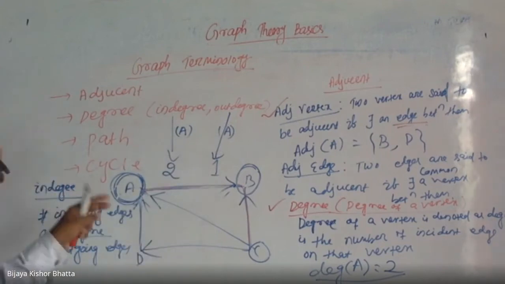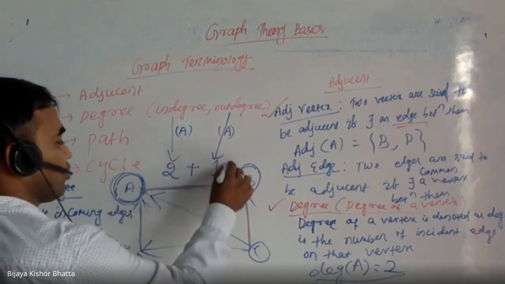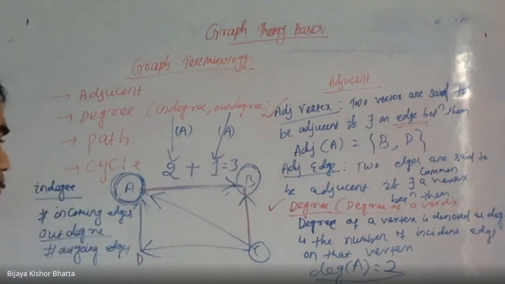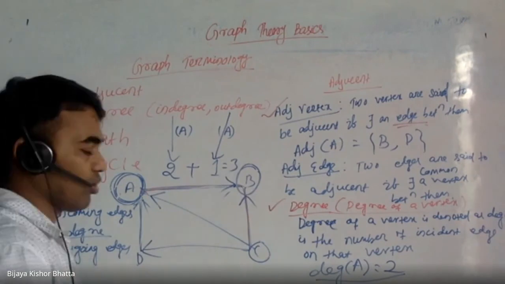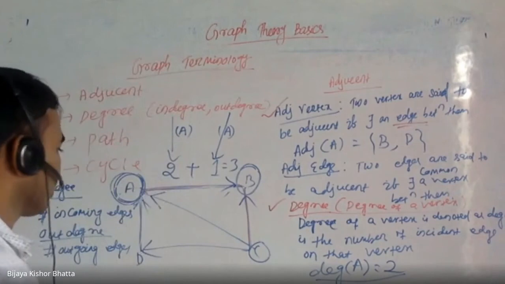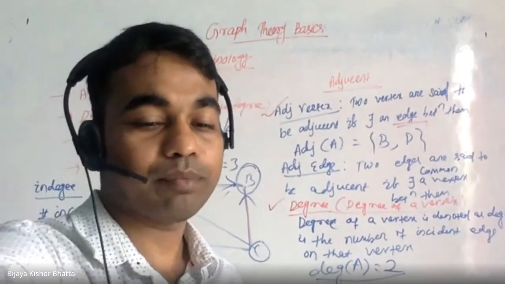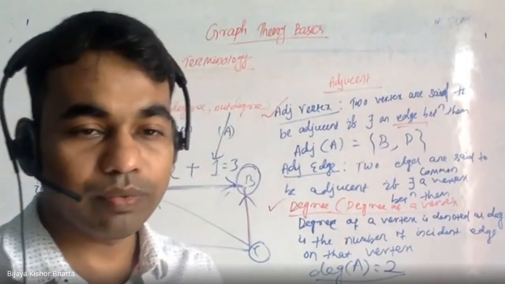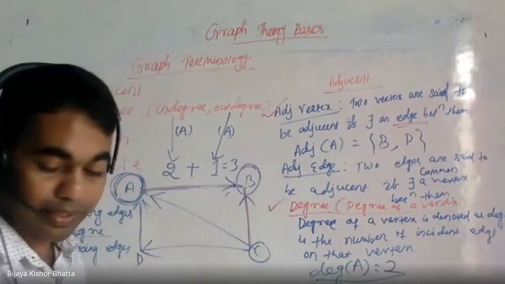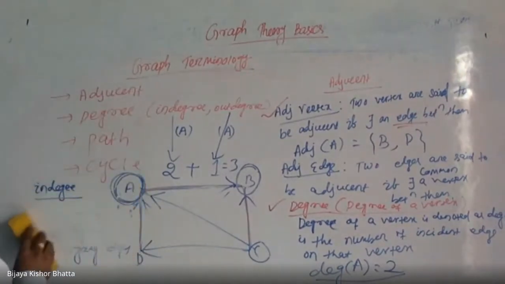If somebody asks you the total degree of this vertex, then you can do in degree plus out degree, which is 3. That is fine. But generally the in degree and out degree concept comes into the picture with directed graphs. We'll discuss all this, directed and undirected.